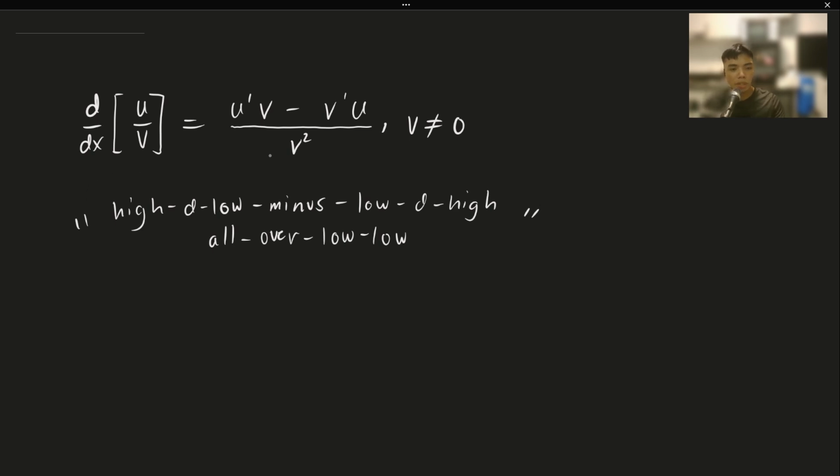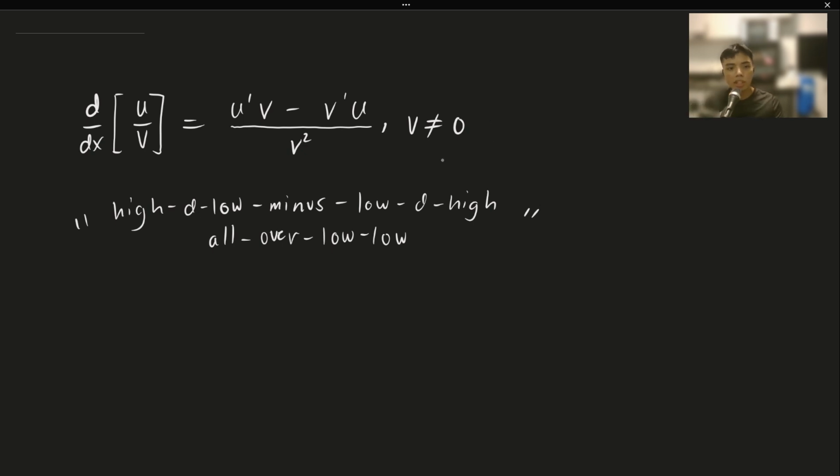Now, this is the equation for the quotient rule. Given a function u and a function v, the derivative of u over v is u prime v minus v prime u all over v squared, where v is not equal to 0.